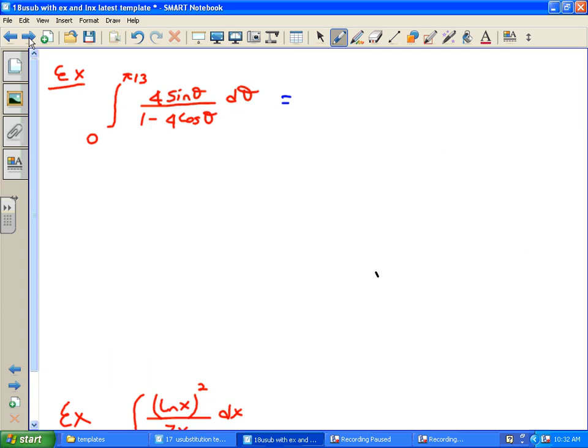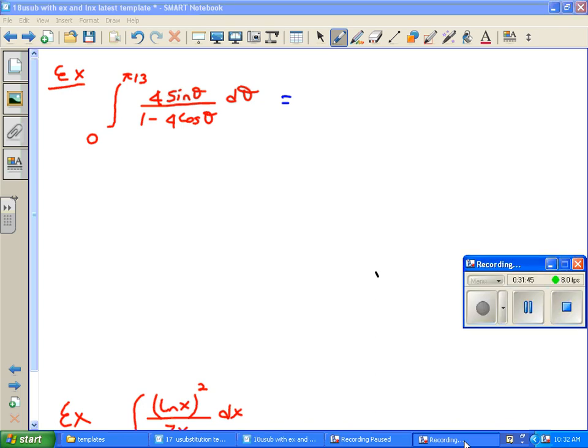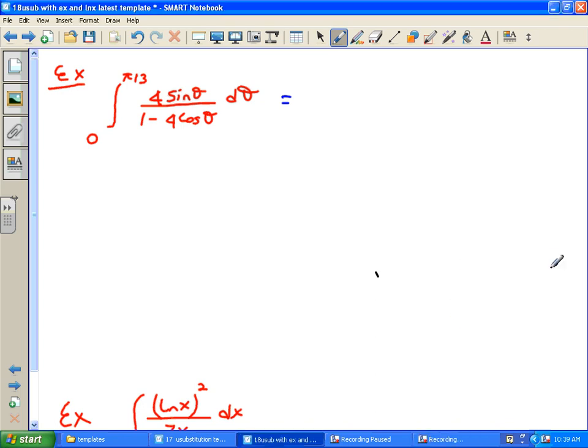Okay, let's try the one on the top. Okay, let's take a look at the solution. I'm going to let u be 1 minus 4 cosine theta. So du is, okay, derivative of cosine is negative sine, right? But there's another negative sitting in front, so the end result is positive. So it's going to be plus 4 sine theta d theta.